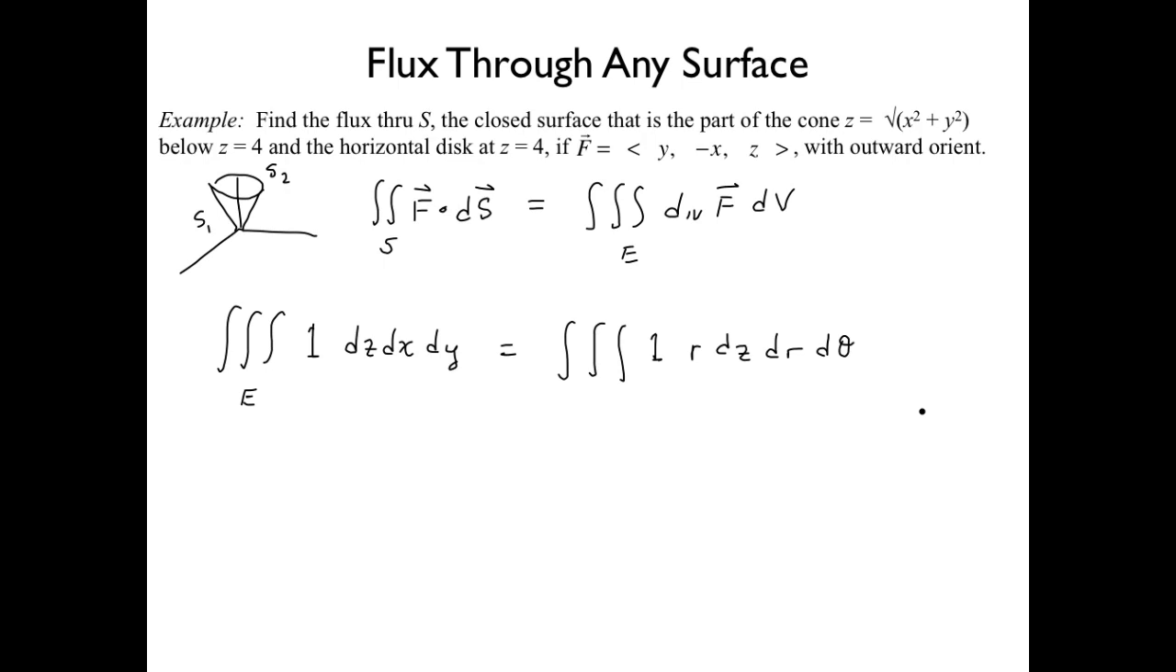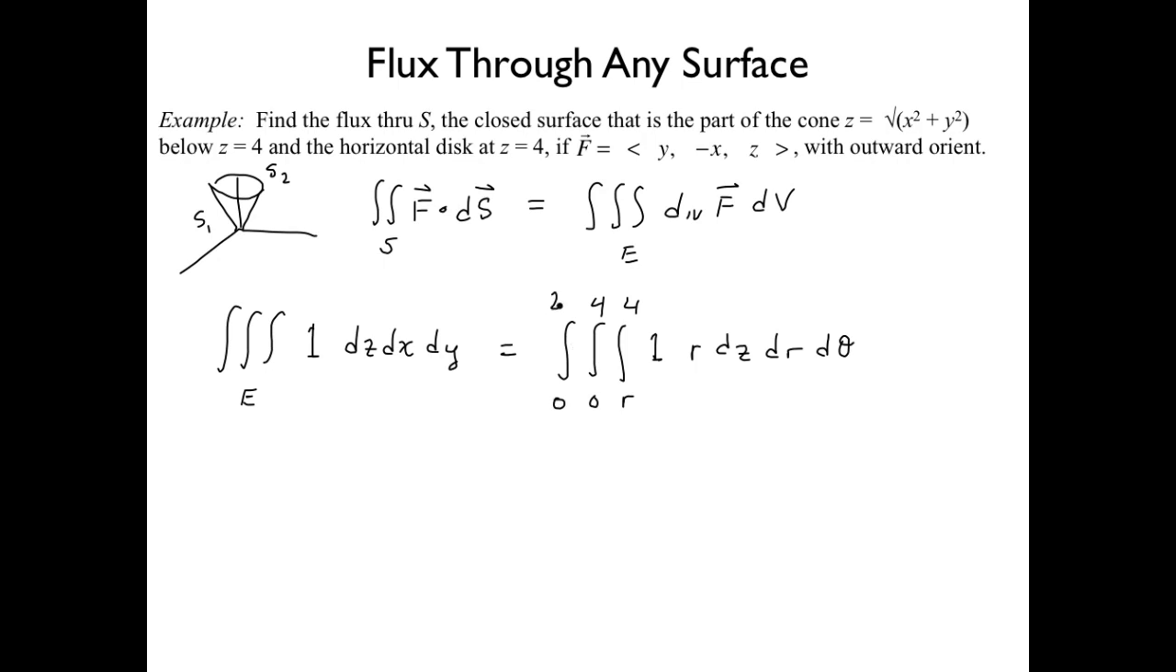Okay, and so then z goes from what to what? 0 to 4. David, it's square root of x. The bottom is not 0, guys. It's the bottom of the solid. The cone is the bottom. So z is going to go from, and that's just r, right? z equals r, to 4, and r is going to go from 0 to 4, and theta from 0 to 2 pi.